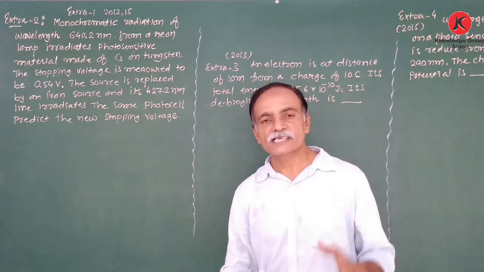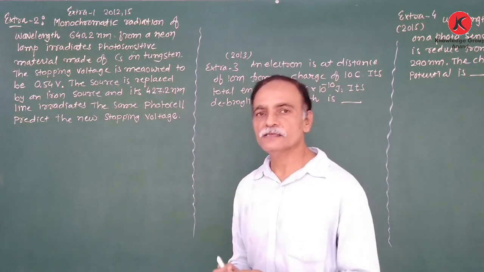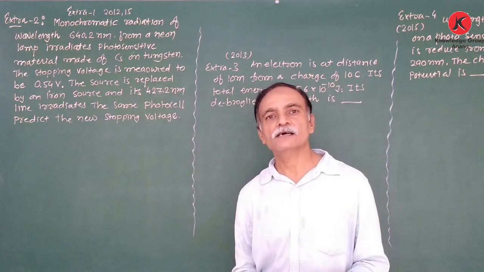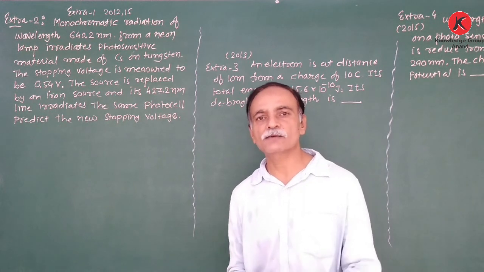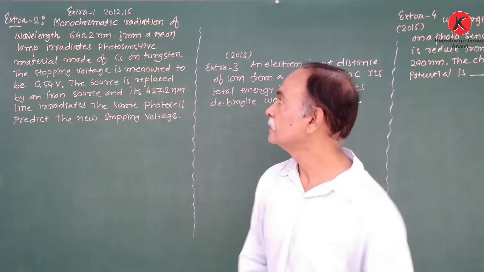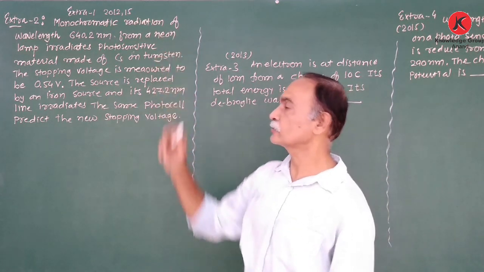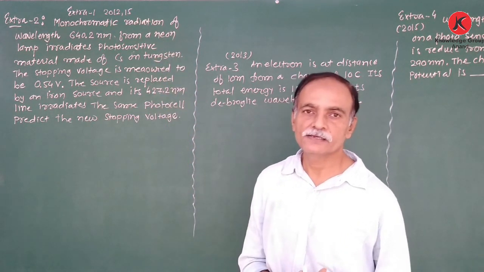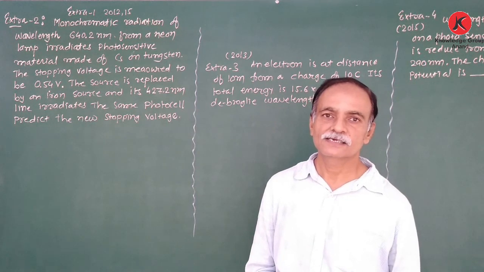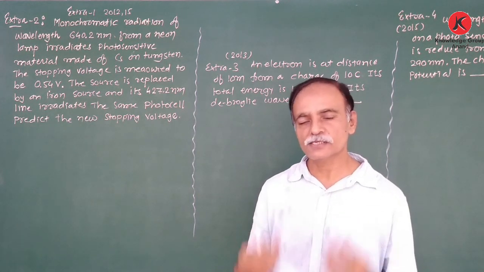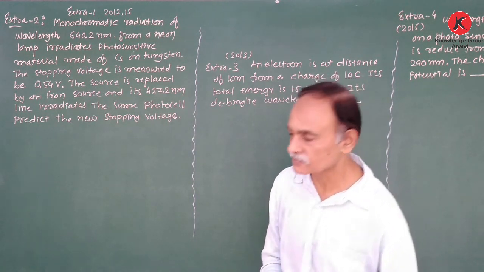Now we are discussing the extra numericals. These numericals were asked in past board exams. Right? The first extra numerical we just performed was asked in 2012 and 2015, two times, either in an objective type question or a 3 marks or 2 marks question.